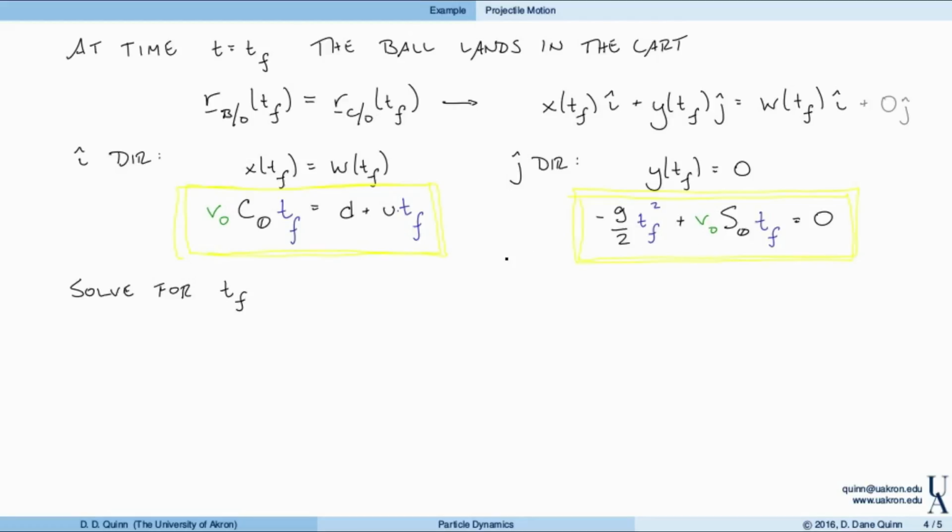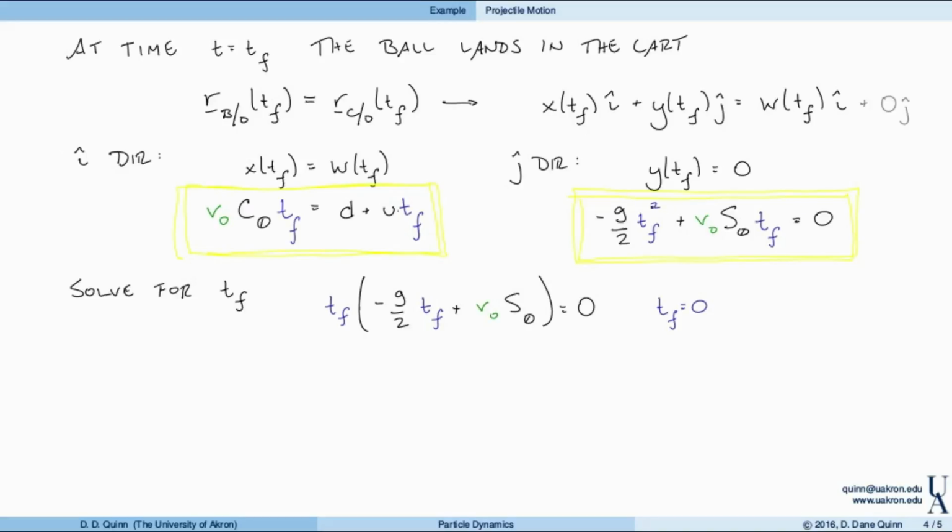Now, from this second equation, I can rewrite this as t final, which I'll factor out, times minus g over 2 times t final plus v naught sine of theta. And we see two solutions. One solution is t final equals 0.